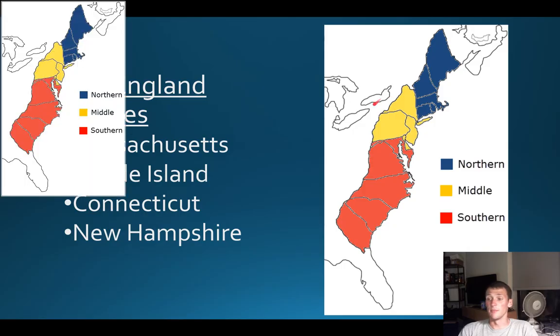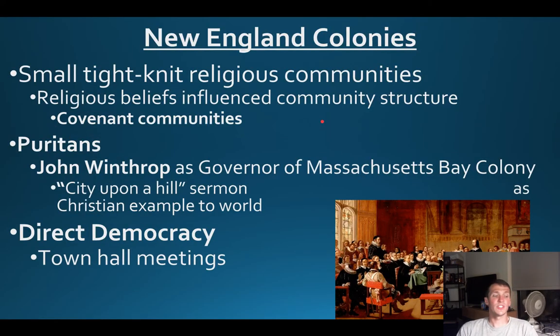Okay. Anyway, moving on. We just did this. I'm not going to say it again. It's the small religious-based tight-knit communities in the north. Religion, city upon a hill. John Winthrop, the governor of Massachusetts Bay. It's just a Christian example. Again, I just talked about this, so I'm not going to do it again.